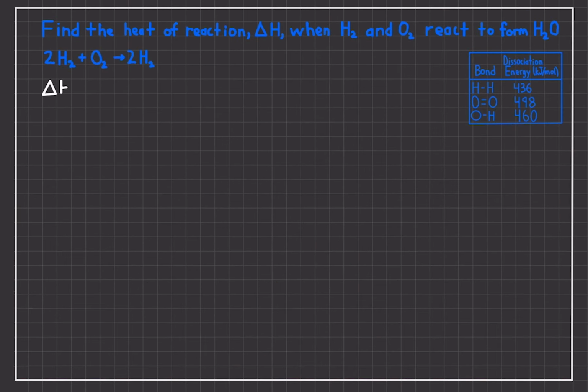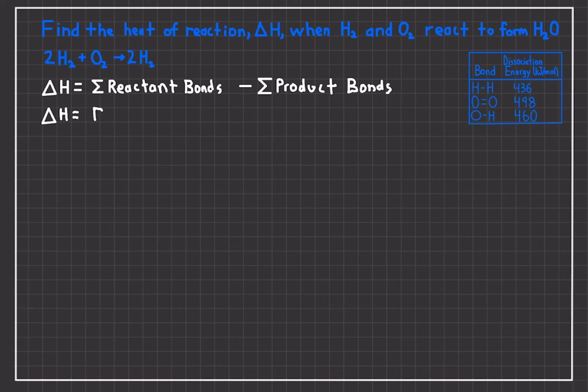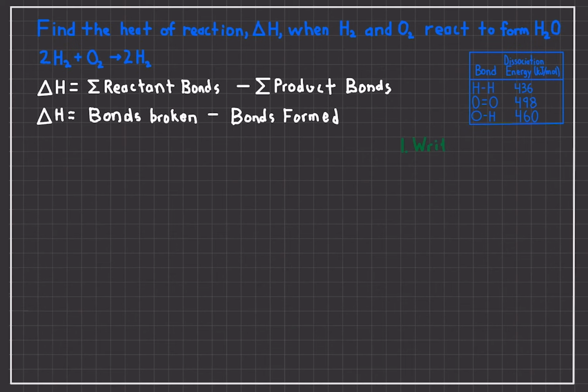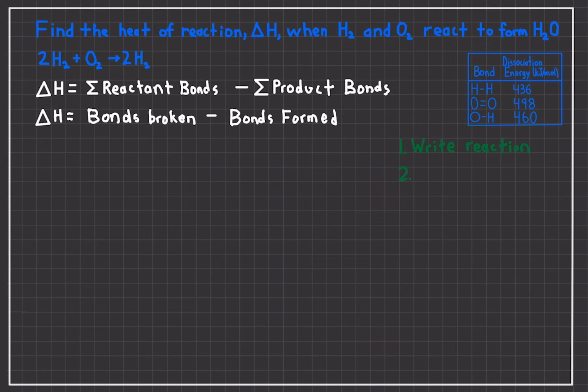Let's apply what we just learned. So for this problem, they want us to find the heat of reaction, delta H, when hydrogen and oxygen react to form water. When finding the heat of reaction using bond dissociation energies, we typically use the formula: the sum of the bonds in the reactants minus the sum of the bonds in the products. Or in other words, bonds broken minus bonds formed.